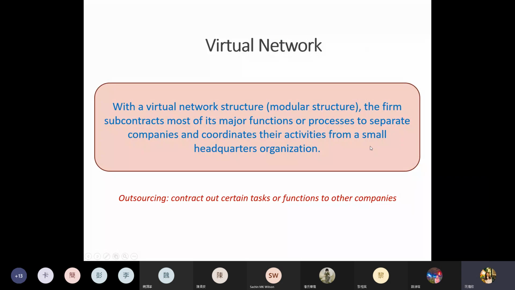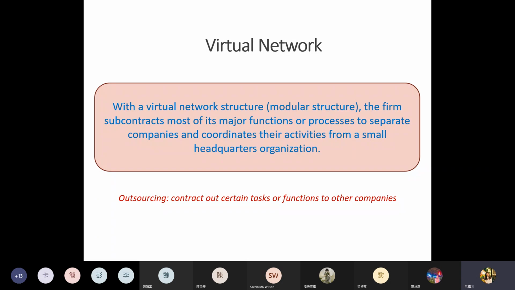So now we move to the next one, which is called the virtual network. And actually, virtual network means that the company, the organization, may not perform most of its activities or functions by itself. So that's why this one is related to the outsourcing concept that we talked about in Daniel's presentation about the theory.